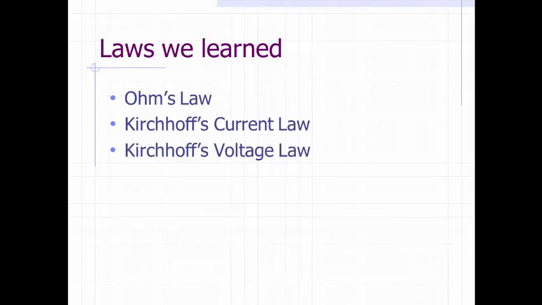And Kirchhoff's current law, KCL, talks about the total current into a node being equal to the total current leaving the node. KVL talks about the total voltage drop along a loop being equal to 0.